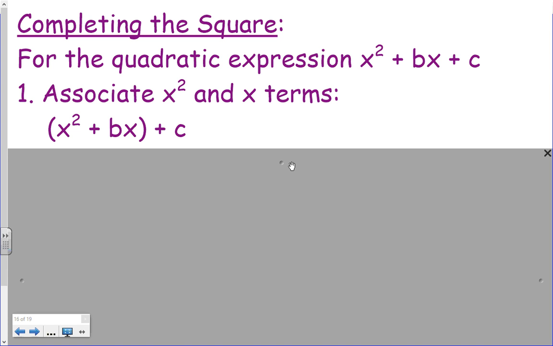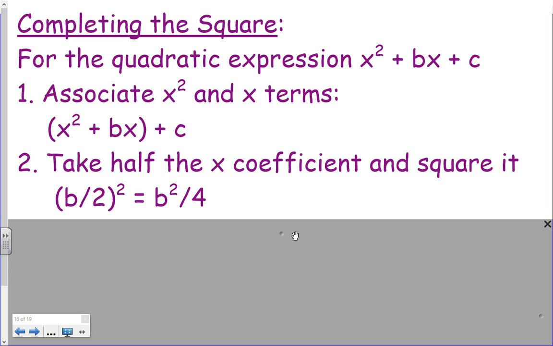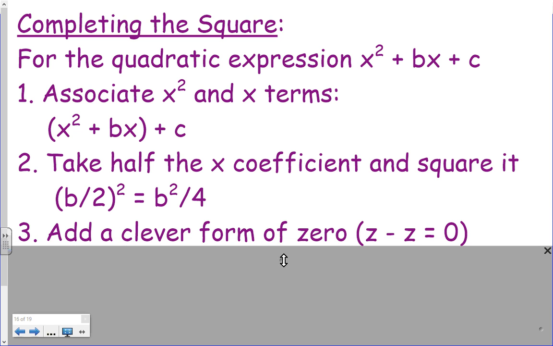The first thing you want to do is associate your x squared and your x terms together. So I'm going to put those in parentheses, x squared plus bx, plus c. The next thing you do, here's the magic you've got to remember: how do I find the number that makes this a perfect square? You find that by taking half of the x coefficient and squaring it. In this case, our x coefficient is the b. Half of that would be b divided by 2, and then squaring it gives us b squared over 4. That's the number we need to make this a perfect square: half of the x term's coefficient, squared.